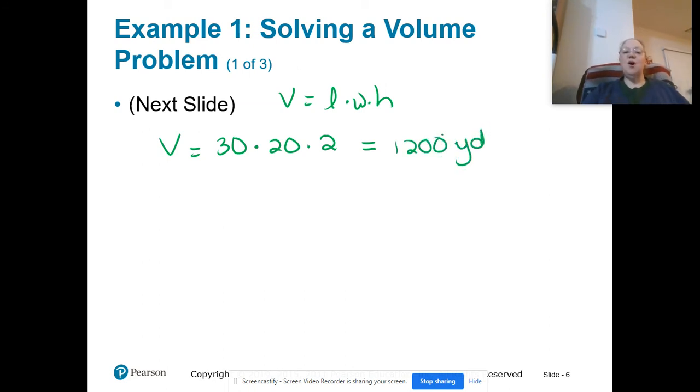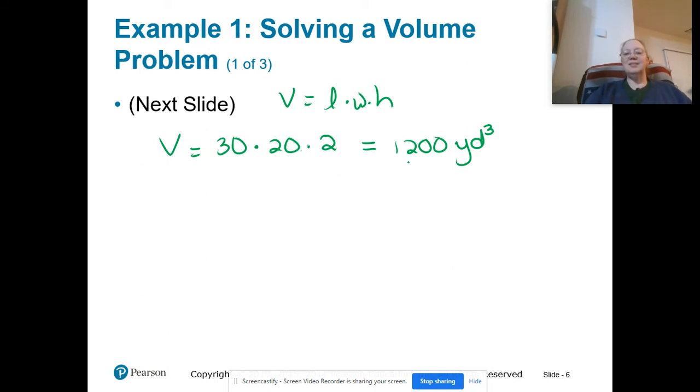Now, because it is volume, this is yards times yards times yards. I have 3 yards being multiplied together, so we would call that a cubic yard or a yard cubed. Let me double check to make sure I multiplied that correctly. My brain gets kind of tired later in the day. Yeah, I did. All right.